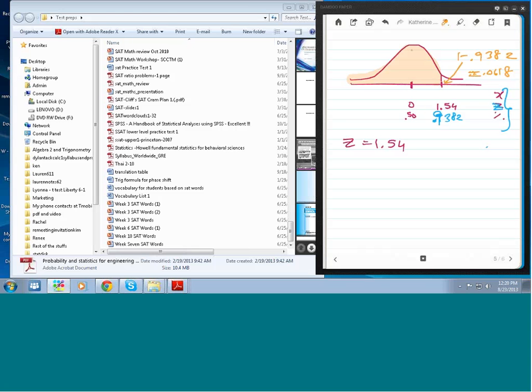So if you know that 93.82% is below that, what is above it? You subtract that number from 100%, and you have 6.18%. Does it make sense? Yeah, that makes sense. Okay, great. Next question.